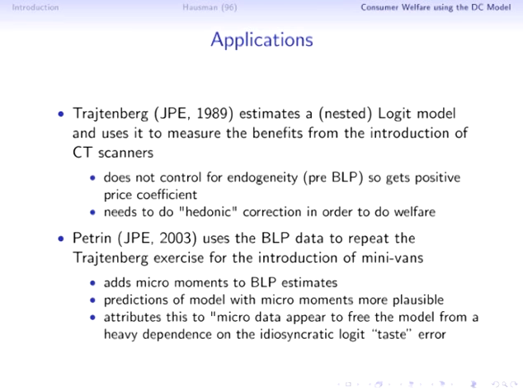So when he estimates his demand system, he gets a positive price coefficient. Consumers like higher prices, because he didn't control for the endogeneity of this unobserved characteristic. So it's a bit hard to do welfare analysis when you have an upward sloping demand curve. So basically he does some sort of hedonic correction to do the welfare, and it's kind of funny to read through it now that we know how to, quote unquote, do things correctly.